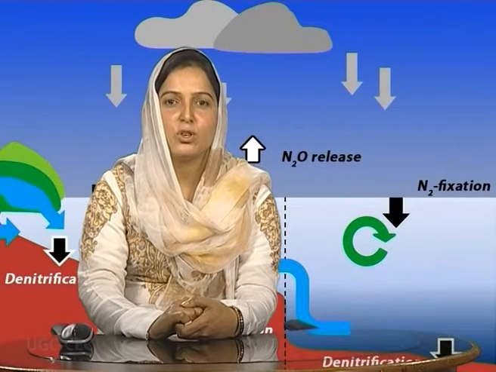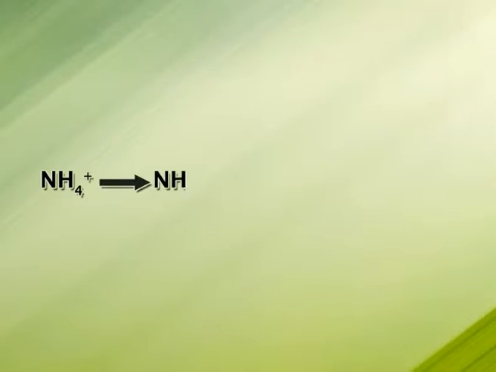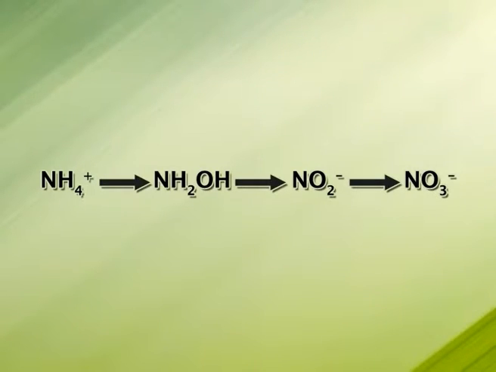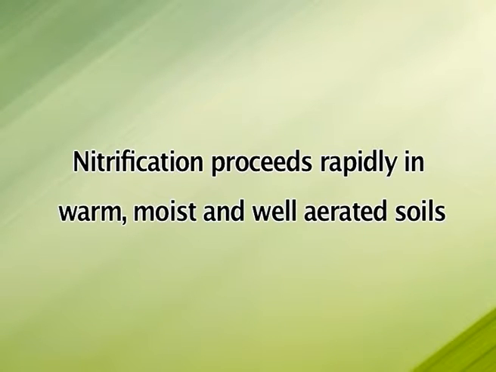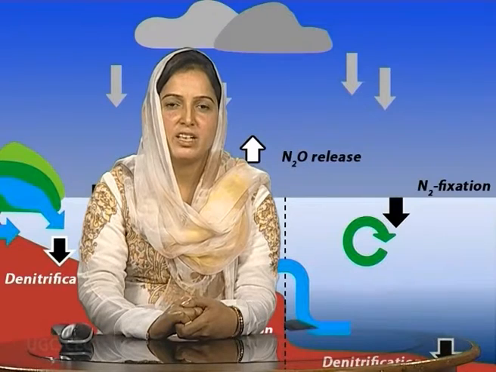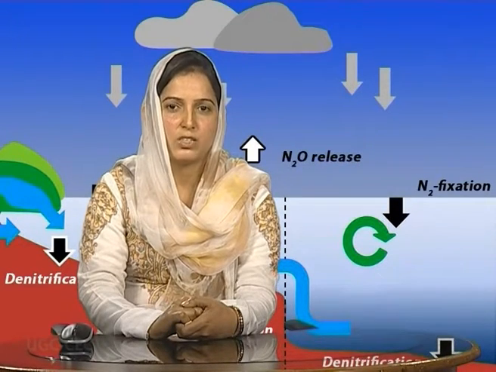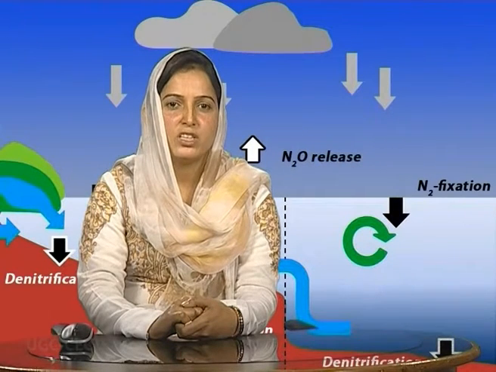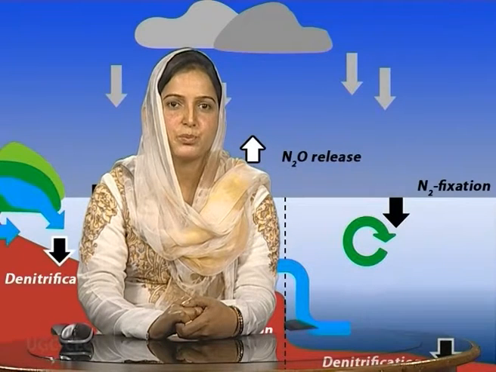Now, the next process is nitrification. The process of microbial oxidation of NH4 and organic nitrogen into nitrate via nitrite is known as nitrification. Nitrification proceeds rapidly in warm, moist and well-aerated soils. Nitrification adds nitrate to soil, which is the chief source of plant nitrogen nutrition. Nitrate is one of the most common forms of nitrogen in the environment.